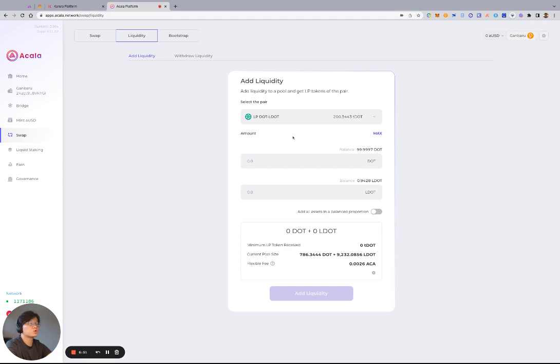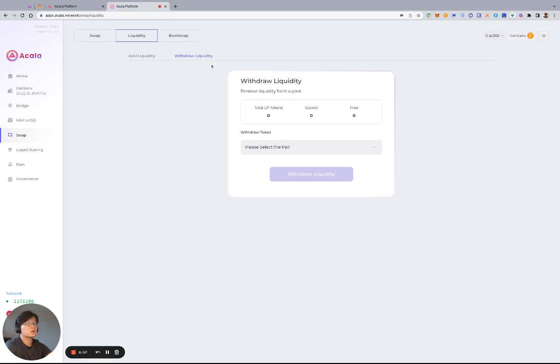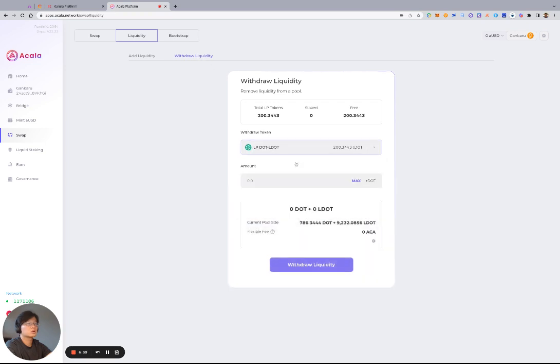If you wish to remove liquidity, very simple. Go back to the liquidity tab, select withdraw liquidity, and you can just input the amount and then withdraw your LP tokens back into DOT and LDOT, and it will be based on the composition at the time of the pool proportion between DOT and LDOT.